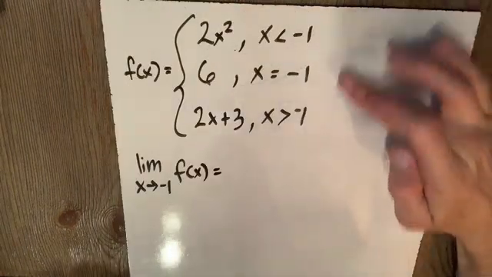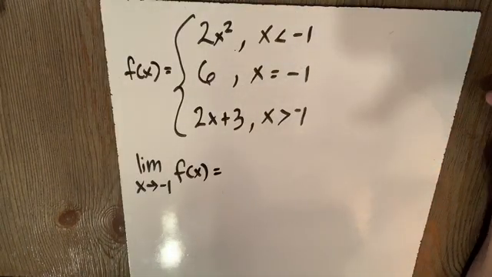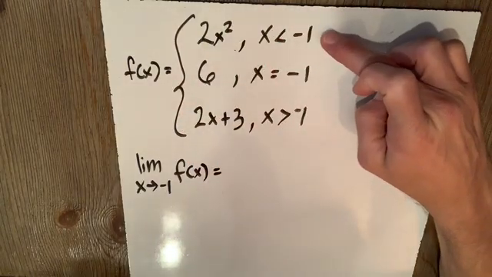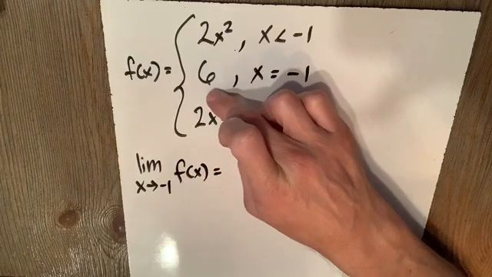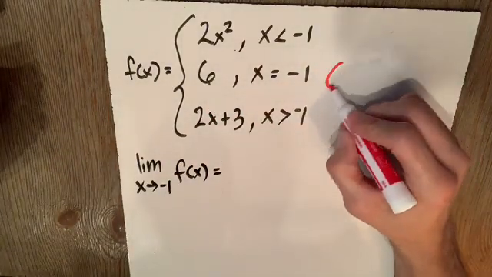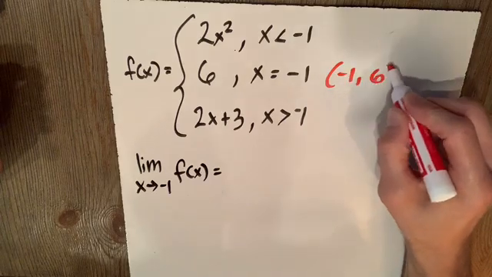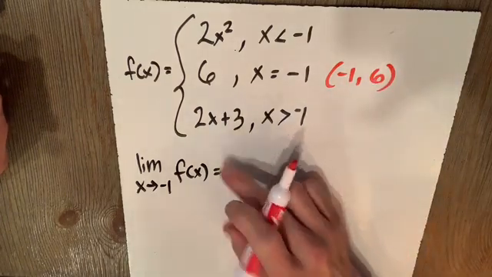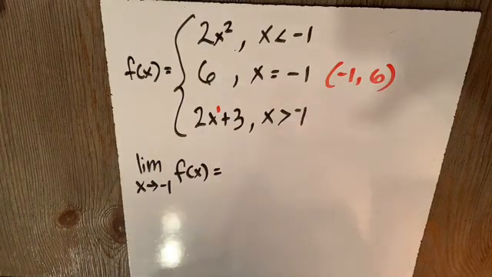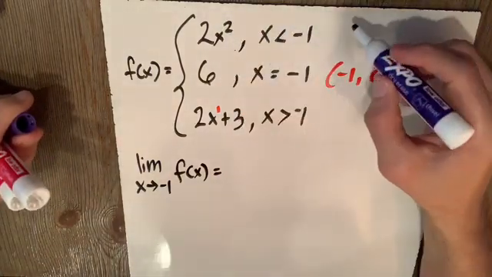Here we have a piecewise function split up 3 ways. F of x equals this function when x is less than -1. F of x equals 6 when x is equal to -1. So that tells us we've got a point -1, 6. And f of x is equal to this linear function when x is greater than -1. I know it's linear because it's to the first power. Well, what if I plugged in -1 there?